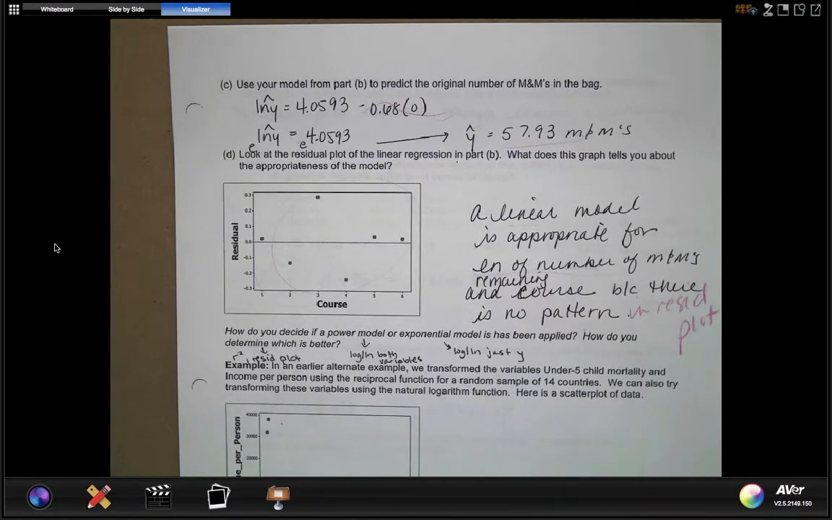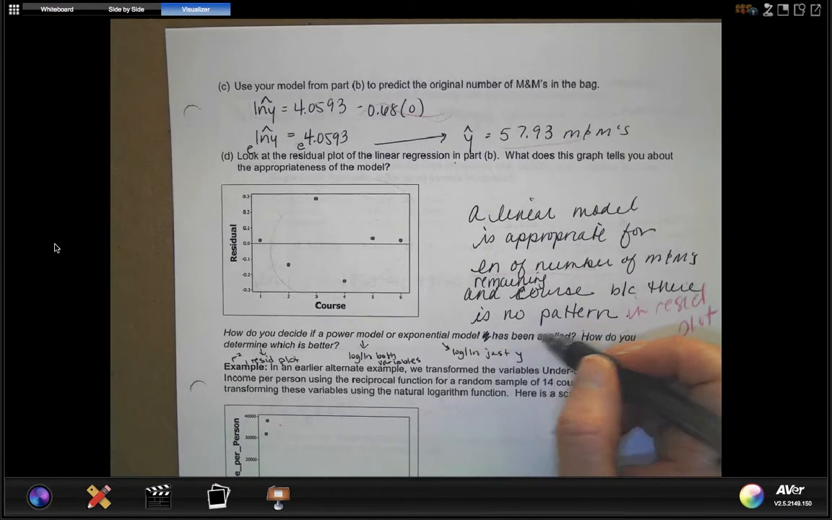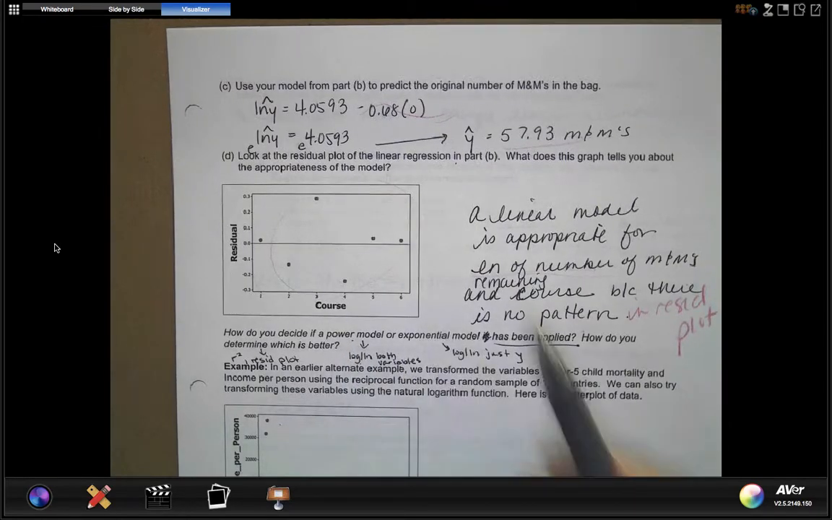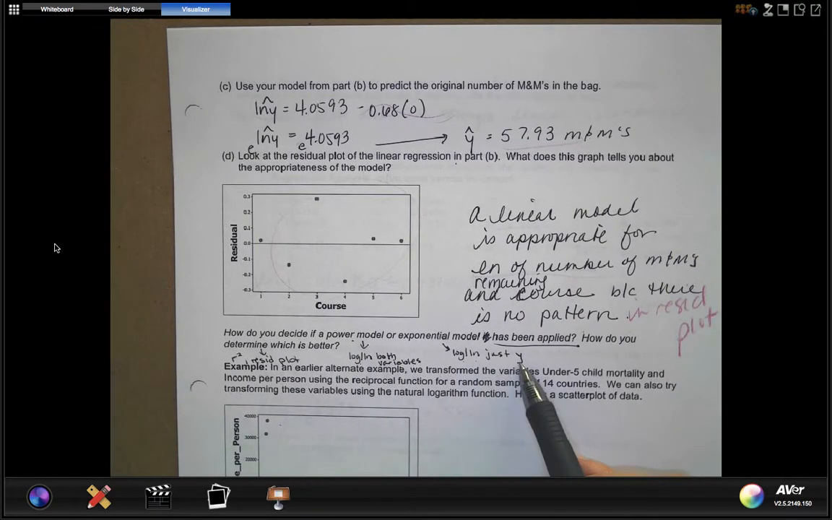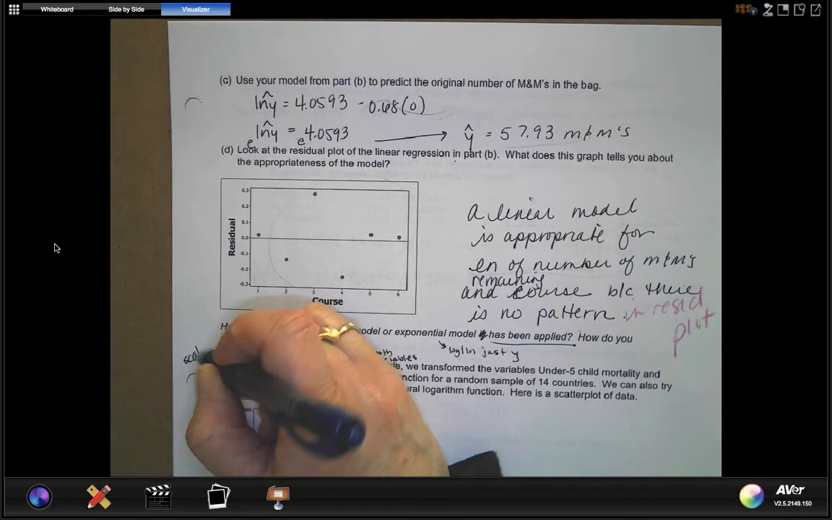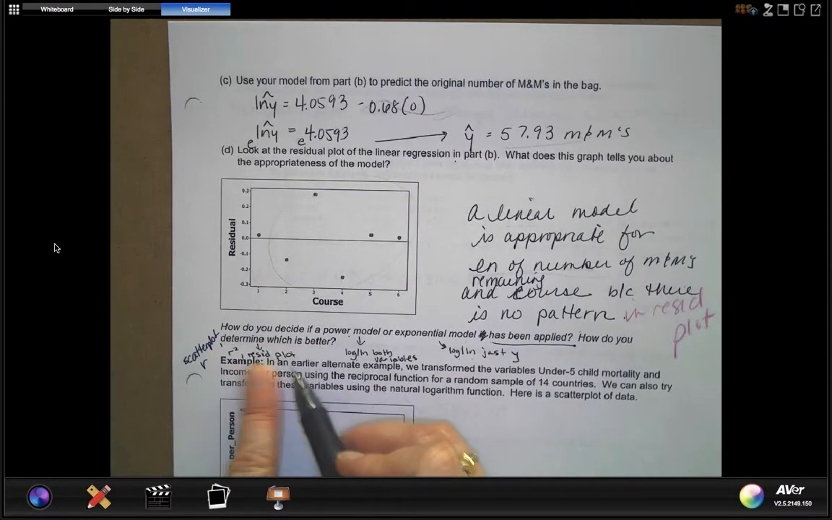All right, how do you decide if a power or exponential model has been applied? Okay, again, you're not deciding which one to apply, you're deciding what's been applied. So if you look at it and they did a natural log of both variables, it was a power. If you look at it and it was a natural log of just the y, it was an exponential. How do you determine which is better? So some other things you can look at. You can look at the scatter plot. You can just look at your correlation. You can look at r squared. You can look at the residual plot. Any of those things will tell you what's better.